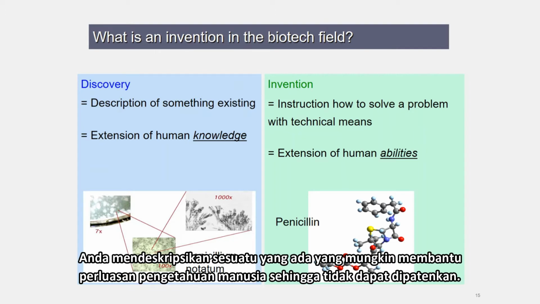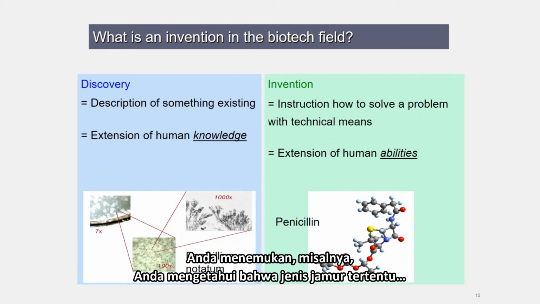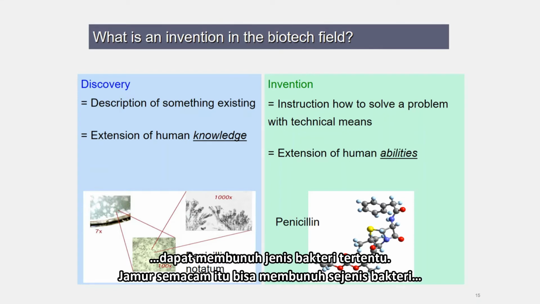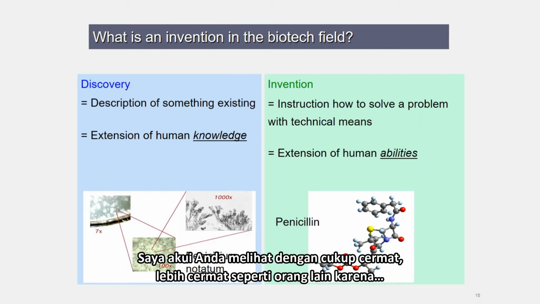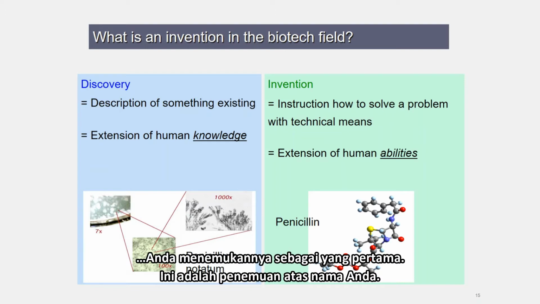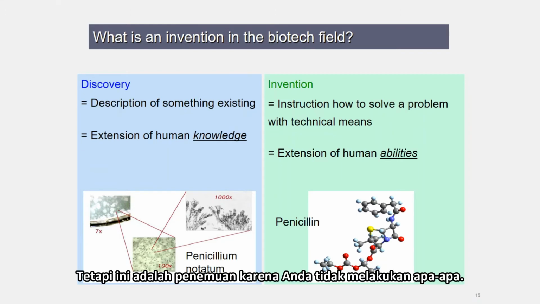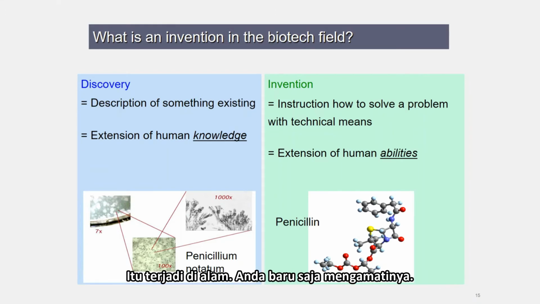You describe something existing that helps maybe the extension of human knowledge, and so it is not patentable. You find, for example, you find out that certain types of fungi can kill certain types of bacteria. That this sort of fungi can kill a sort of bacteria is something which happens in nature, and you just looked. I admit it. You looked quite carefully, more carefully than anybody else, because you found it as the first one. It is a discovery in your name, but it is a discovery because you did not do anything. That is what happened in nature.